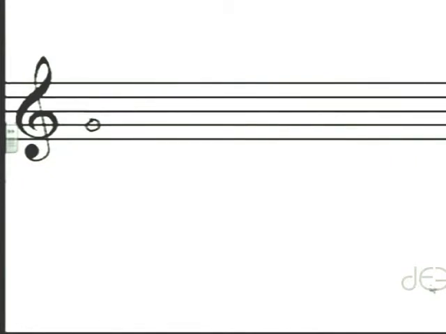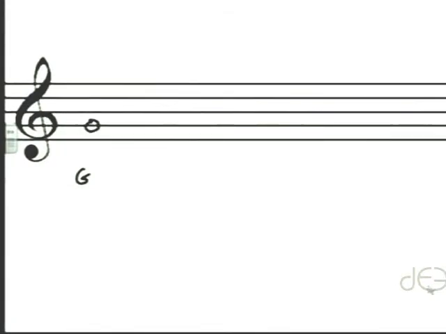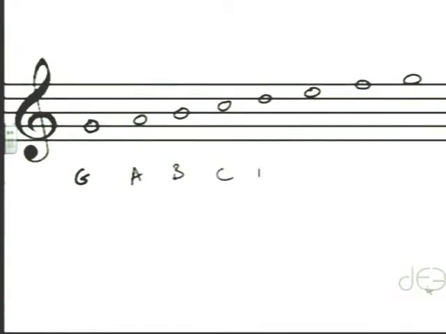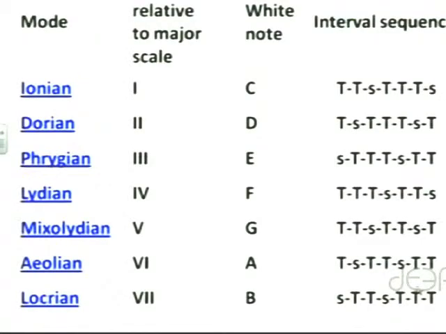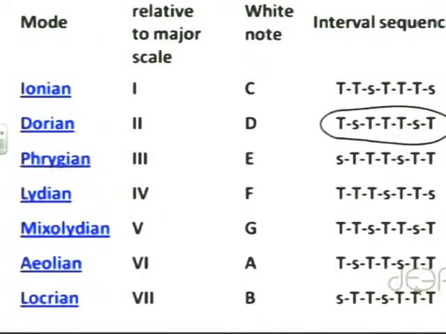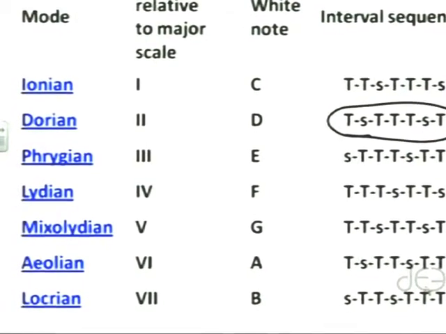So let's start with the note G, and we want to establish a scale that's a Dorian mode based on the note G. Well, the first thing we know is we have to represent every single letter. So we're going to go ahead and do that. Okay, G, A, B, C, D, E, F, and G. We've got those represented. Now let's go to the Dorian mode here, and we see that our whole step, half step pattern is whole, half, whole, whole, whole, half, whole.